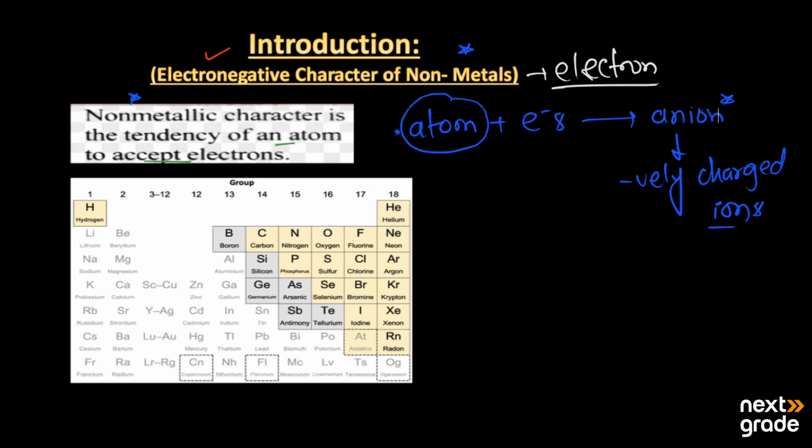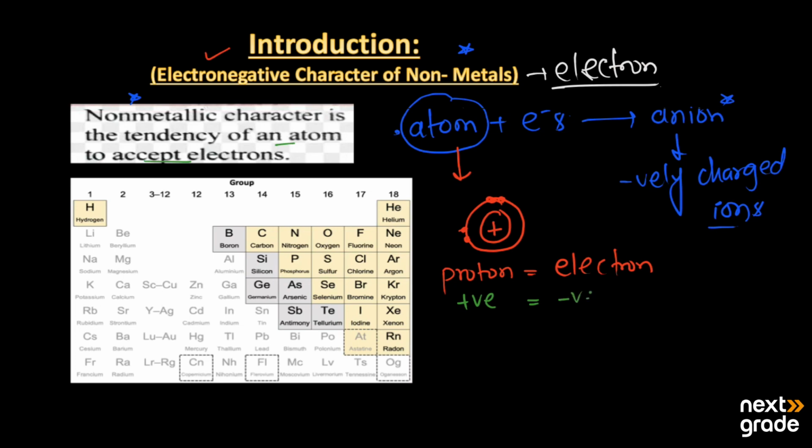Now, why do they make anions? The question arises over there. Basically, in the simple structure of an atom, in the central part there is a nucleus, and outside there are circular orbits. In these circular orbits there are the electrons. An atom contains an equal number of protons and electrons. So the number of positively charged particles is equal to the negative particles. But when an atom gains more electrons, the negative charge increases relative to the protons. So that's why it acquires a negative charge, which makes it an anion.